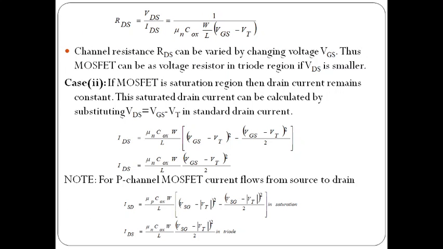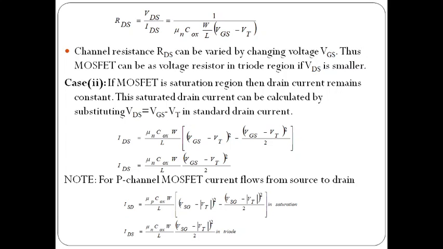We can write the drain to source resistance RDS, otherwise we can say it is the channel resistance, equals to VDS by IDS. So we can write 1 by mu n Cox into W by L (VGS minus VT). This is the channel resistance or drain to source resistance. RDS can be varied by changing the voltage VGS. Thus the MOSFET can be a voltage-controlled resistor in the triode region if VDS is a small value. So when you increase the VGS value, what happens? RDS will decrease. Clear?